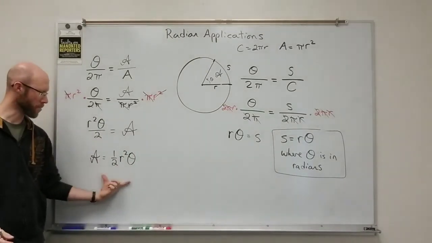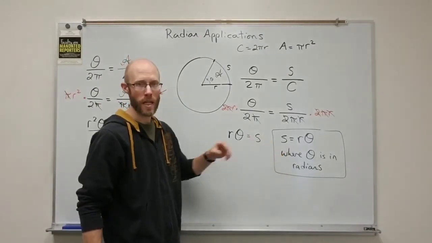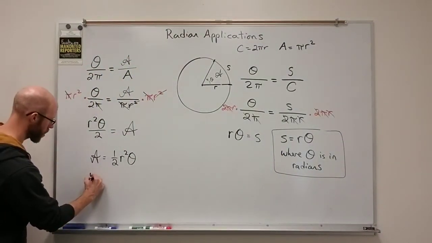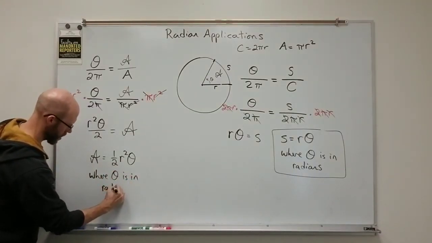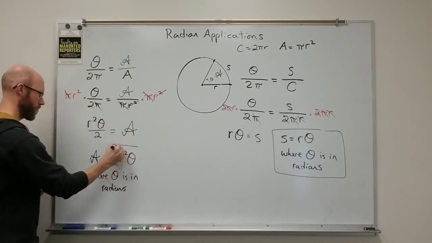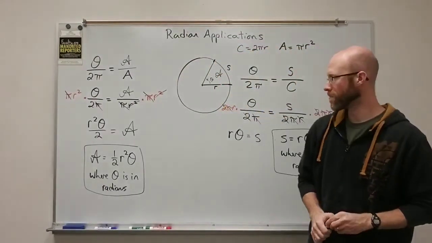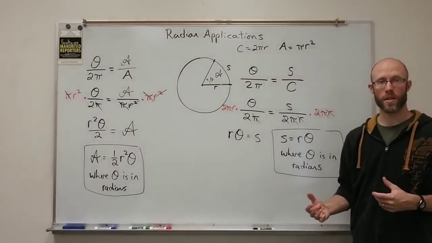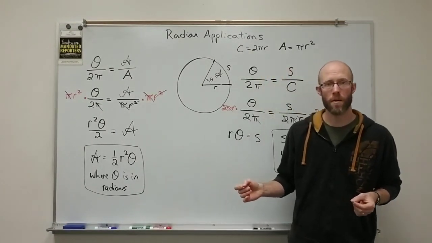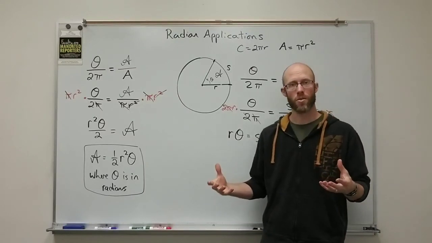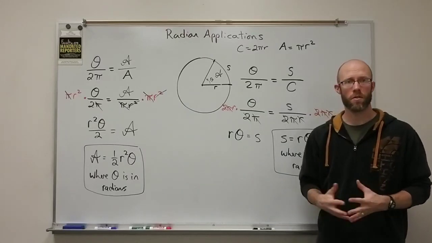All right, so this is the common form, and again, you must have theta in radian measure for that to work. So where theta is in radians. Okay, so there are 2 formulas to keep in mind as we work through the rest of the examples in this section. And so moving forward, we're just going to be choosing some examples of applications where we're going to be utilizing these 2 formulas to solve different types of problems.